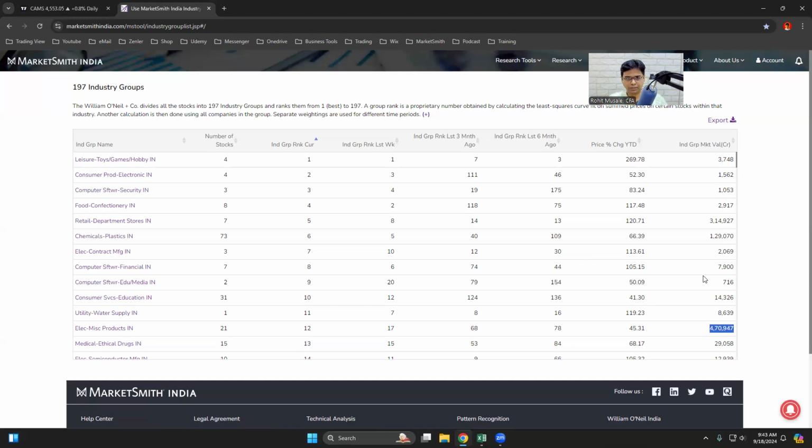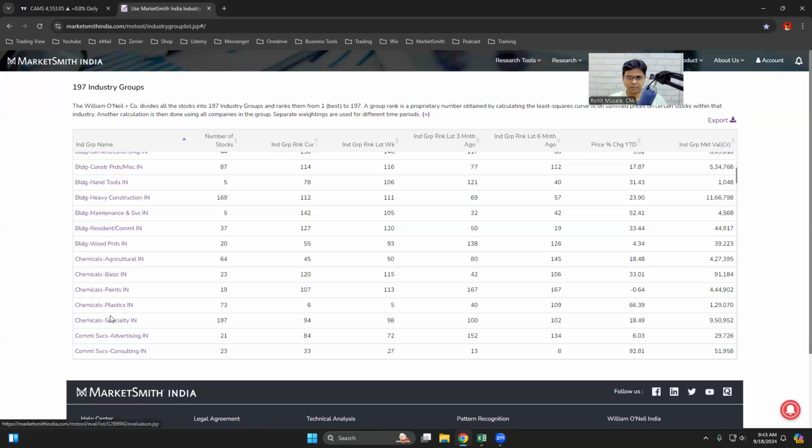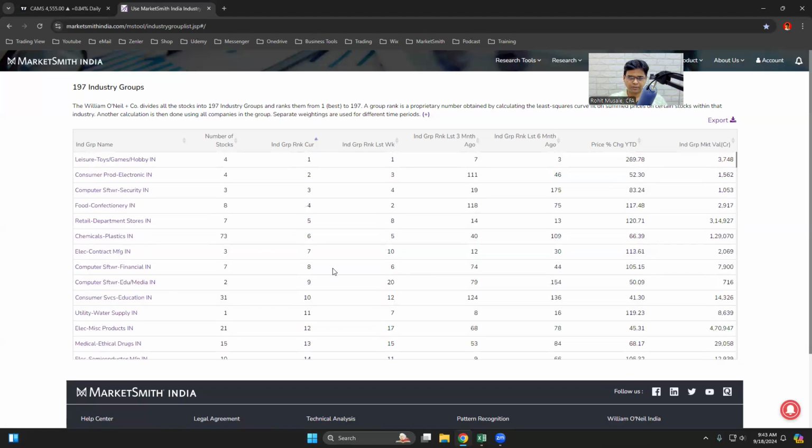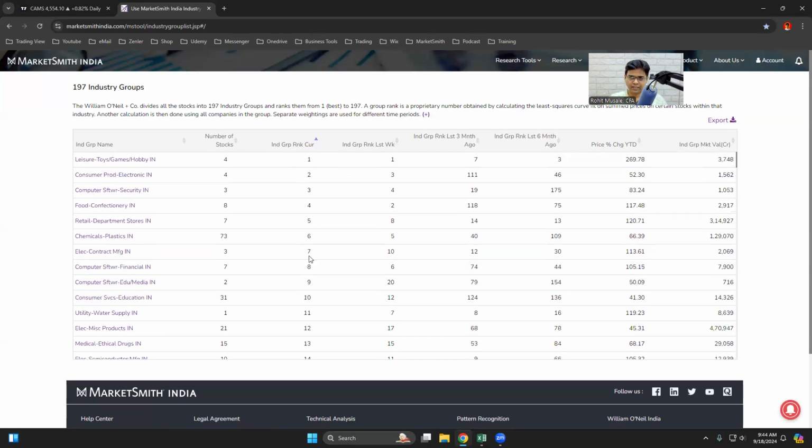Now, this is important. You can click here and sort this by alphabetical order. Then you could click here and see the outperformance versus underperformance. Now, here it shows only 179, not 197, because there are some industry groups where the stocks are not able to fit in those particular industry groups, or maybe the data is not available. So 1 to 179. What you want to look at is the improvement in industry rank.